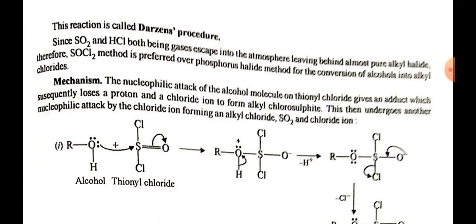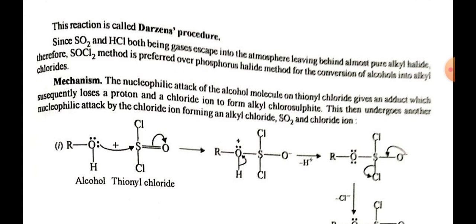The nucleophilic attack of the alcohol molecule on thionyl chloride gives an adduct which subsequently loses a proton and a chloride ion to form alkyl chlorosulfide. This then undergoes another nucleophilic attack by chloride ion forming an alkyl chloride, SO2 and chloride ion.